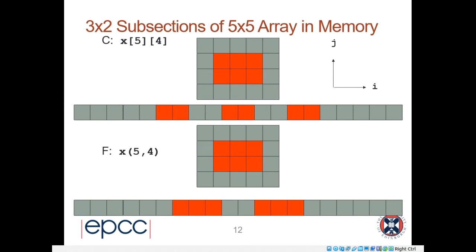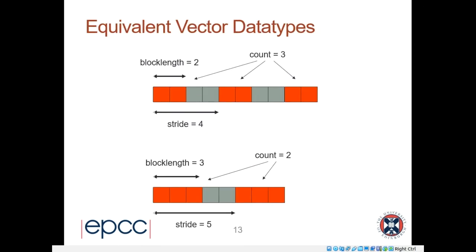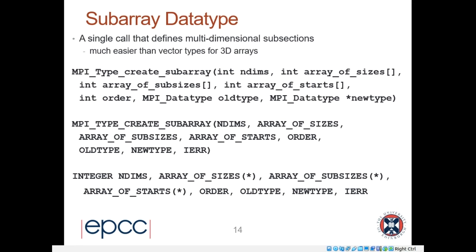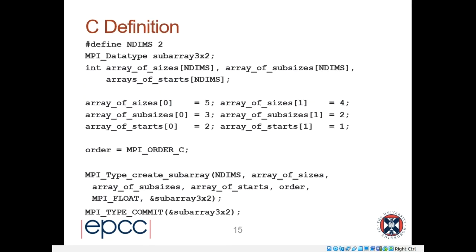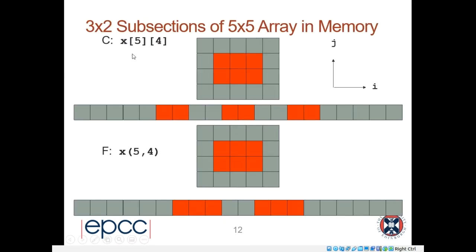So this is quite specific to MPI, but other IO libraries will have different ways of specifying what the subsections are that you're interested in. But MPI uses subarray data types. So for example, if I wanted to do this in C or Fortran, I want to specify this 3x2 subsection of a 5x5 array. You see it's 3x2, but it starts here. The bottom left-hand corner is at 1, 1.